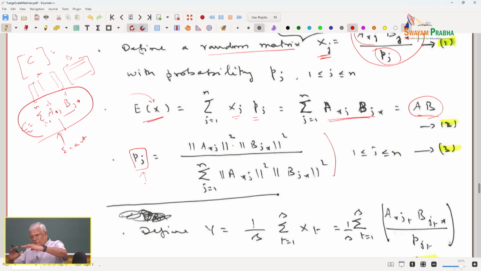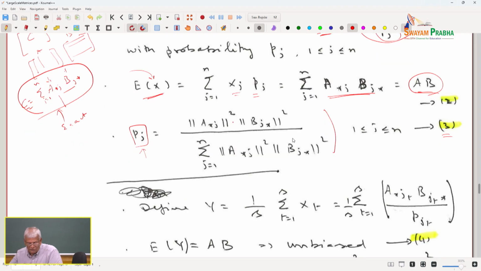In the matrix vector case, this choice of Pj depends only on the column. Here, the distribution of the energy of B may be different from the distribution of energy in A. So, to take into account the variations in the distribution of energy in the columns of A and rows of B, I am going to take Pj as a function of the product of the energies in the row of B and the columns of A, and that is given by equation 3.